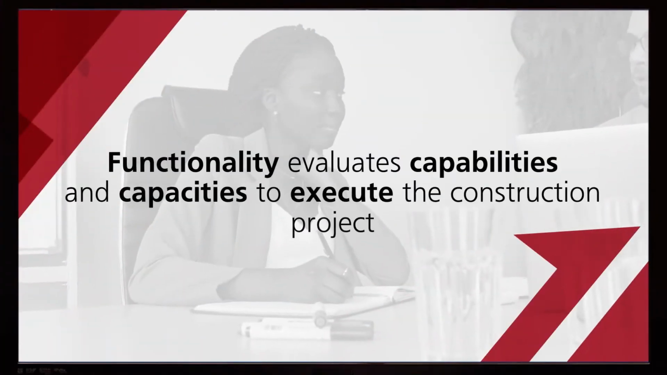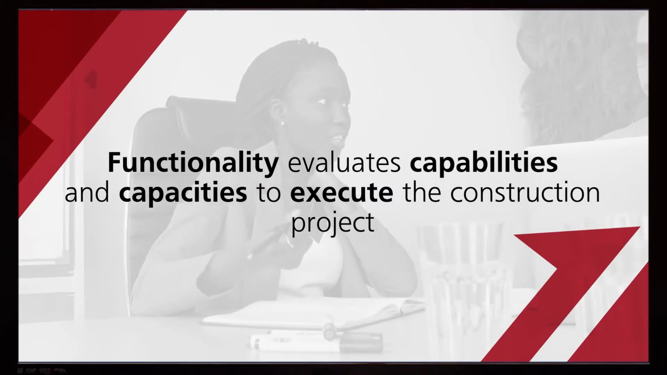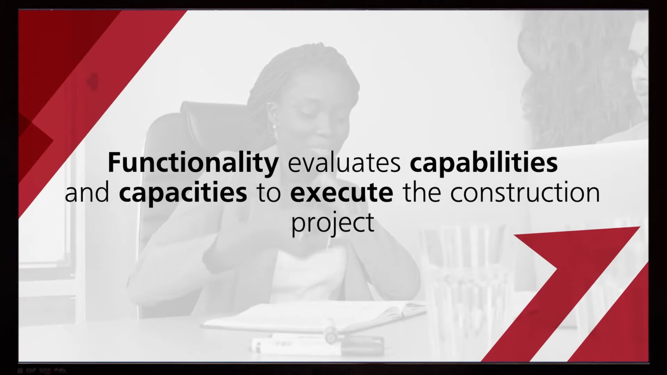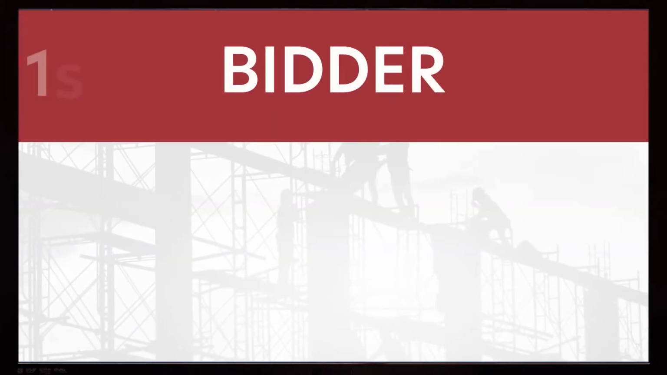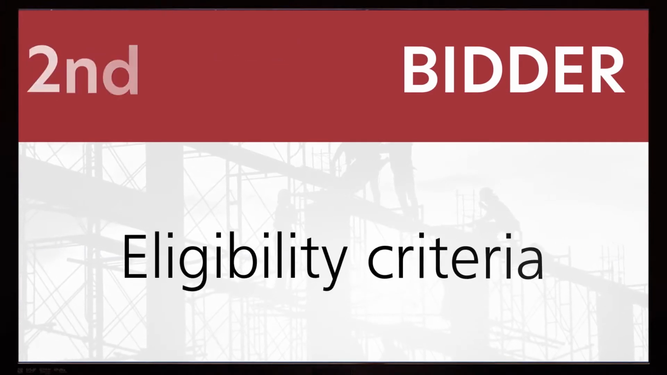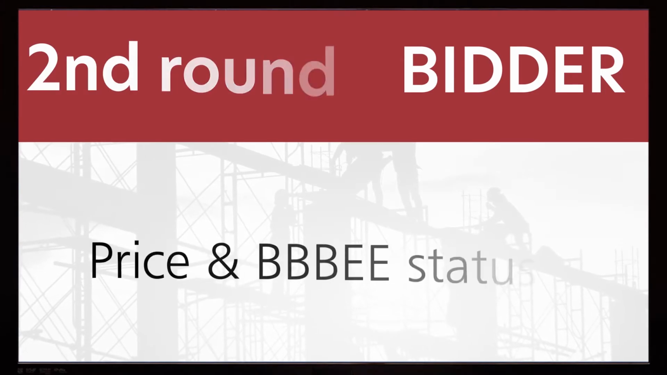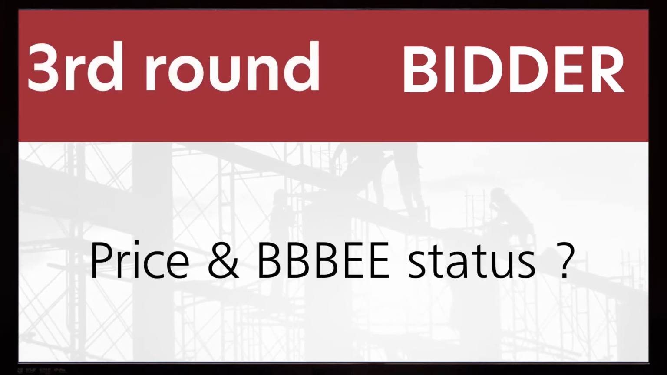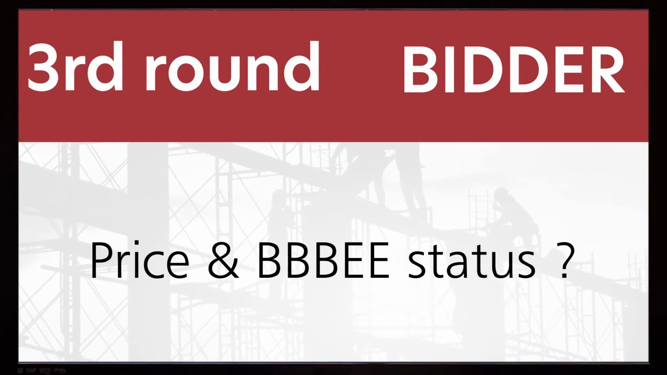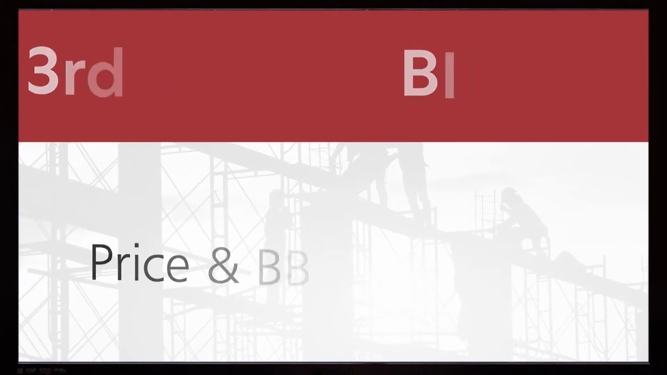The functionality test evaluates whether a bidder for a tender has the capabilities and capacities to execute the construction project or not. In other words, if the bidder has already met your eligibility criteria, functionality is the second round in the tender evaluation process. If they pass this test, the tenderer goes through to the third round, which is normally where price and triple BEE status are evaluated.